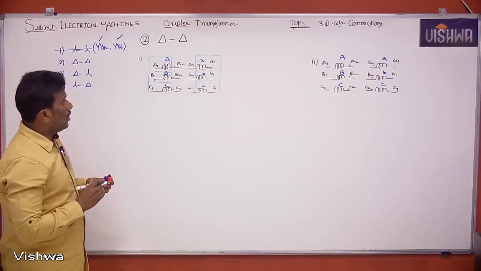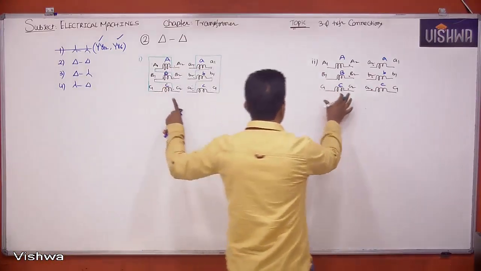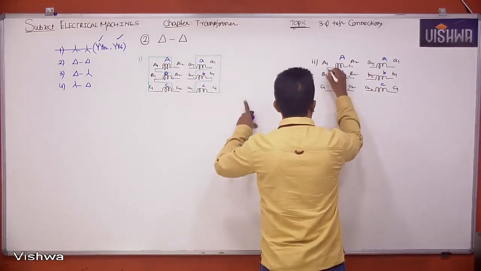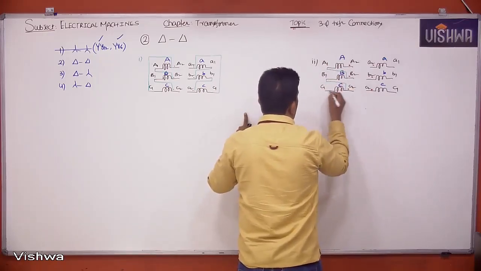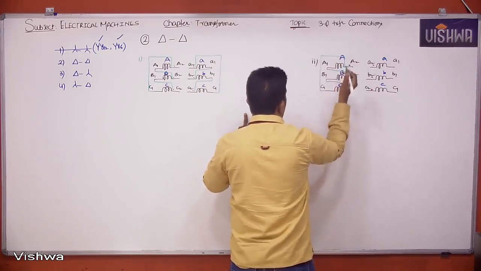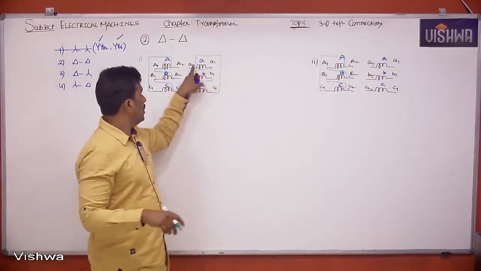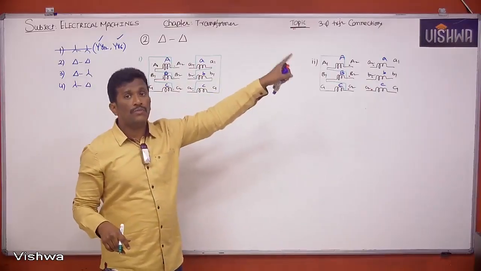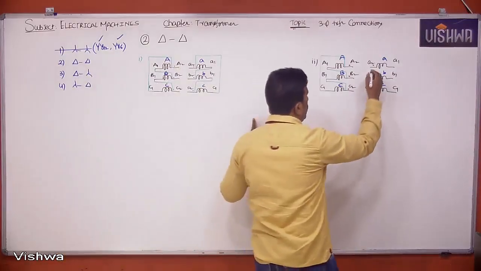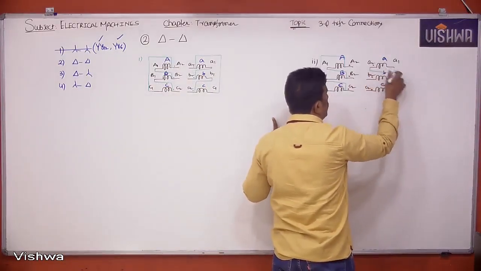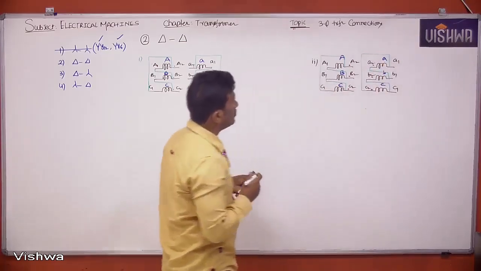Is it clear? Now in case 2, I won't disturb the case 1 primary, whatever it is there. I'll take the same primary in case 2 also. I'll give input to A2, B2, C2, giving connections undotted to dotted. Instead of taking output in the second case from A2, B2, C2, I will take output from A1, B1, C1. That means I'll go dotted to undotted, dotted to undotted, dotted to undotted. Is it clear?